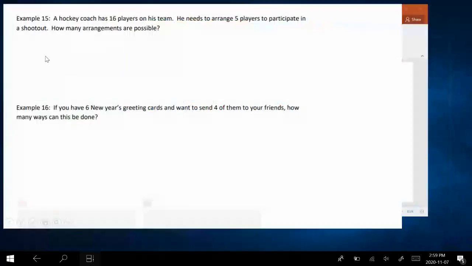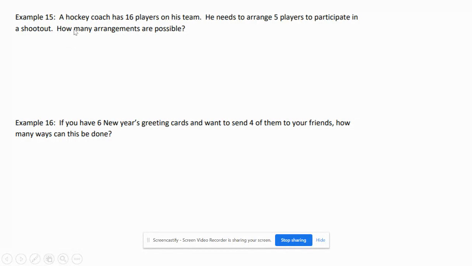Okay, example 15. A hockey coach has 16 players on his team. He needs to arrange 5 players to participate in a shootout. How many different arrangements are possible? Okay, so this question over here is going to be 16 pick 5. Now again, guys, so 16 pick 5. So we have 16 in total, but we're going to arrange 5 of them.